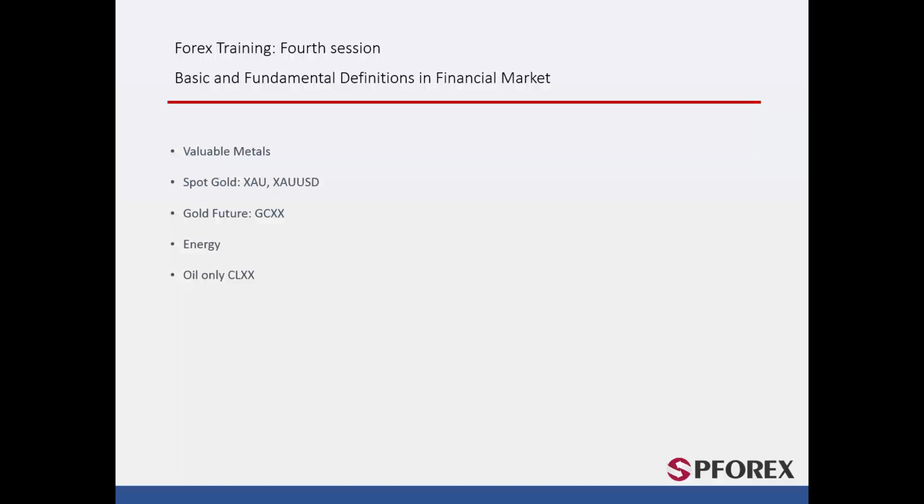When dealing with energies, the most common of all is oil, which is shown as CLXX, where the XX will change from contract to contract. This will always be found in the future section on the MetaTrader website.